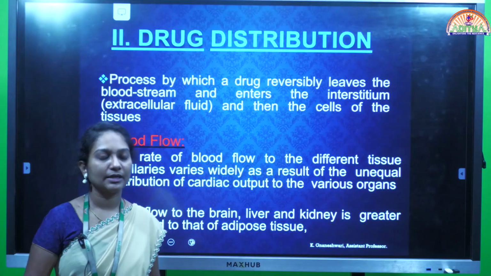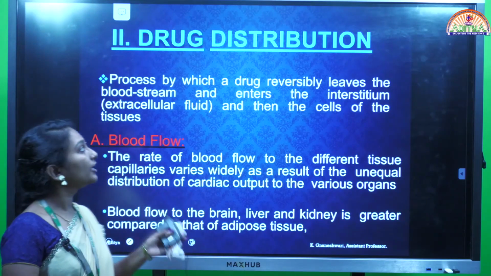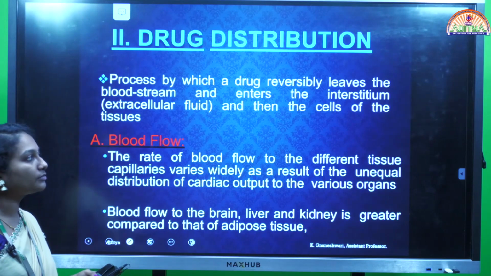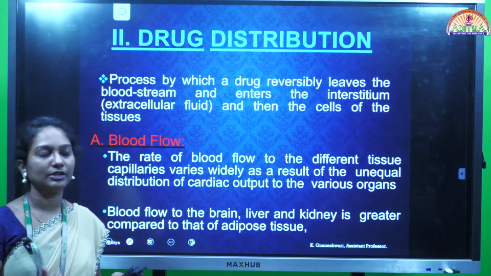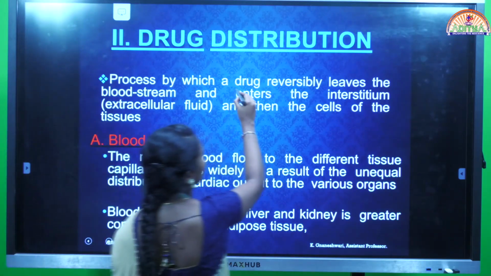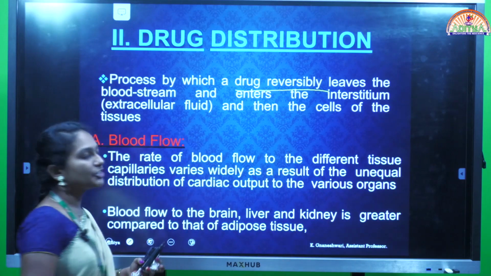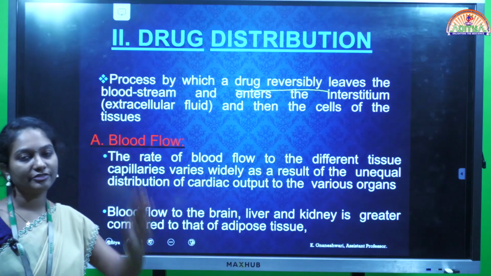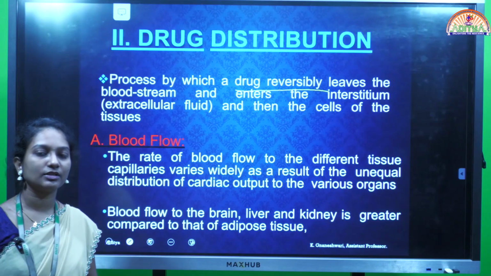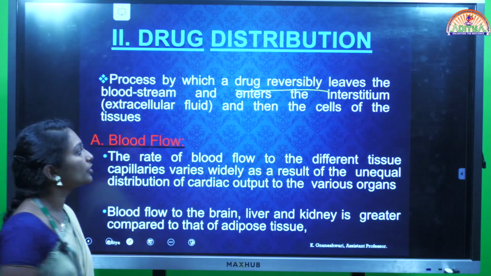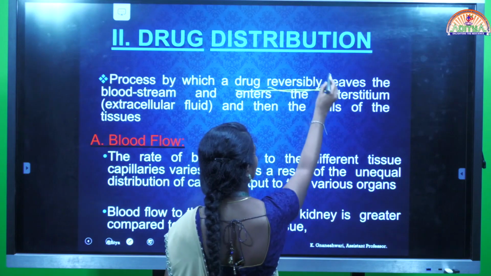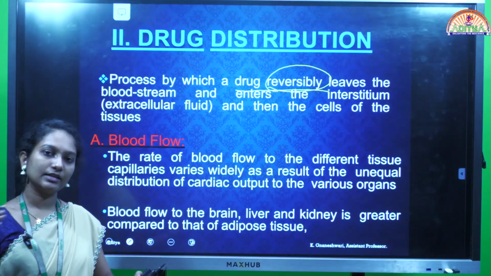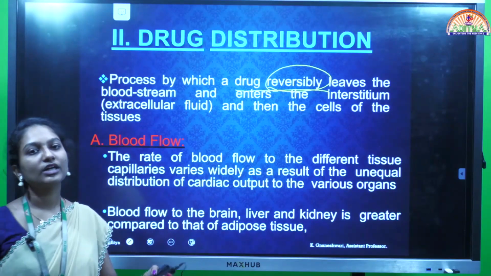We have just completed the absorption and the different factors, and now we will go on to drug distribution. Drug distribution is nothing but reversible. When a drug reversibly leaves the bloodstream and enters the interstitium or the different cells, that process is the drug distribution. Here we use the term reversible, meaning the drug can go and it can come back.